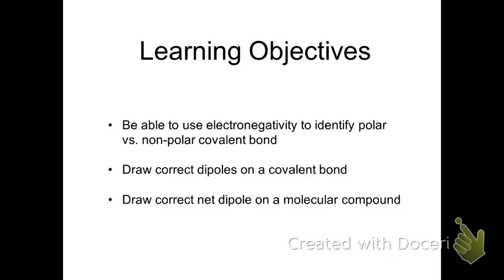So today's learning objectives are being able to use electronegativity to identify polar versus nonpolar covalent bonds. Then you must be able to draw correct dipoles on a covalent bond. And finally, you'll need to look at these dipoles or vectors, add them up, and then draw a correct net dipole on a molecular compound.